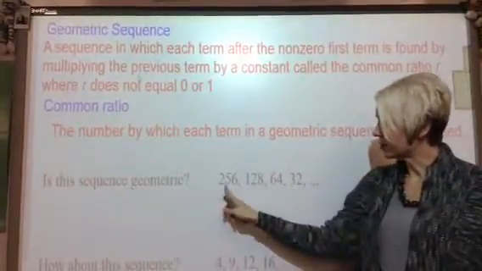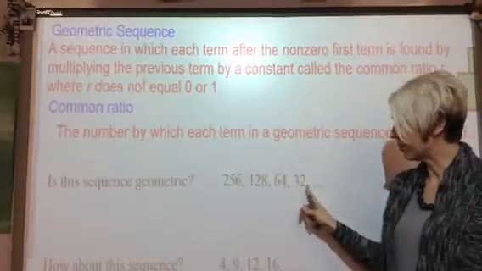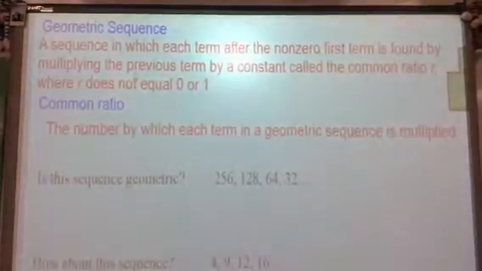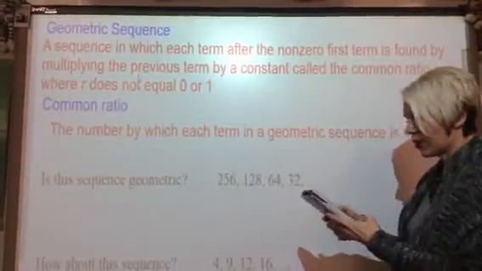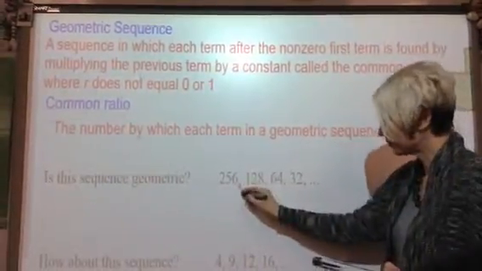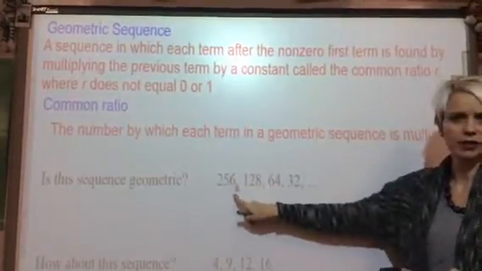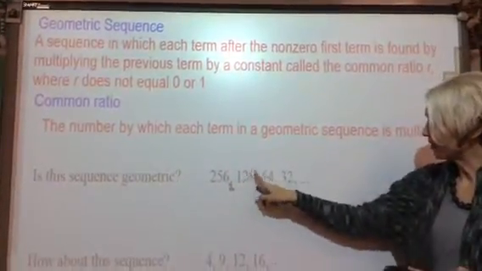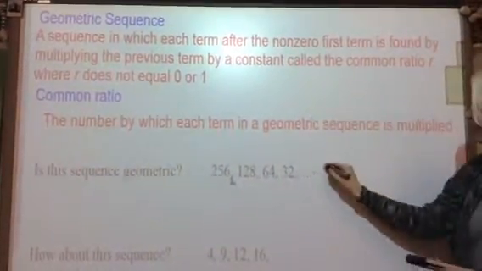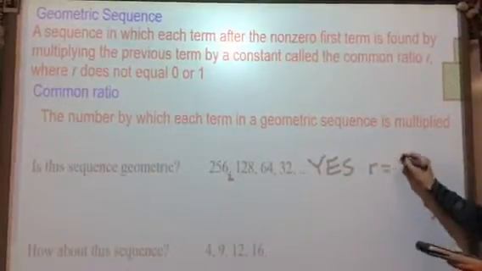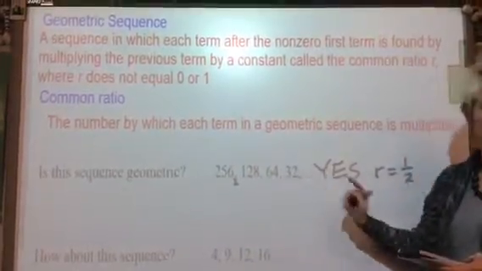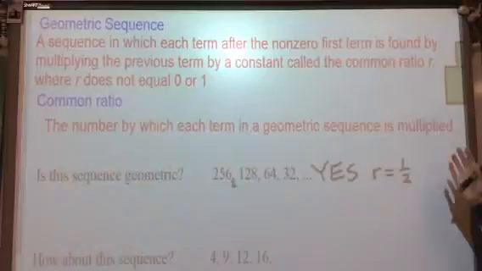So let's start with this sequence, 256, 128, 64, 32. What you have to decide is, how am I getting from each term to the previous? So we can use division to see what our common ratio is. When I divide 256 by 128, I get 2. So instead of multiplying by 2 here, I'm dividing by 2. And if you'll look, if I'm dividing by 2, that means I'm taking half of each term. So this is a yes, and my common ratio r is 1/2. If I multiply 256 by a half, I would get 128, so on and so forth. If you wanted to write this as 0.5, you could do that as well.